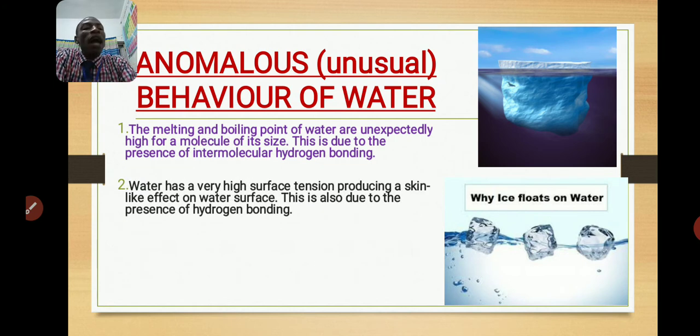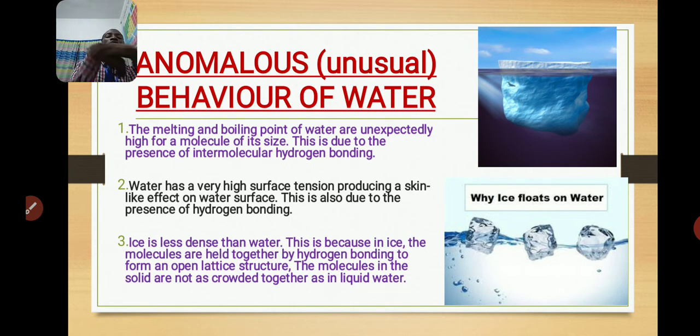Let's see another anomalous behavior of water. The high surface tension that water has produces a skin-like effect on the water surface. The surface of water is like a tightly stretched skin. It has a very high surface tension, and this is also due to the presence of hydrogen bonding. Don't forget, hydrogen bonding occurs when a molecule of water is attracting another molecule of water. That's called hydrogen bonding. It's responsible for the high melting and boiling point. It's also responsible for the high surface tension of water.